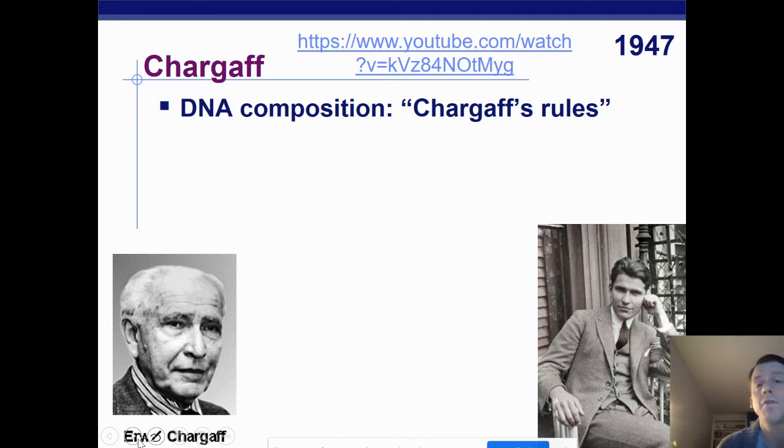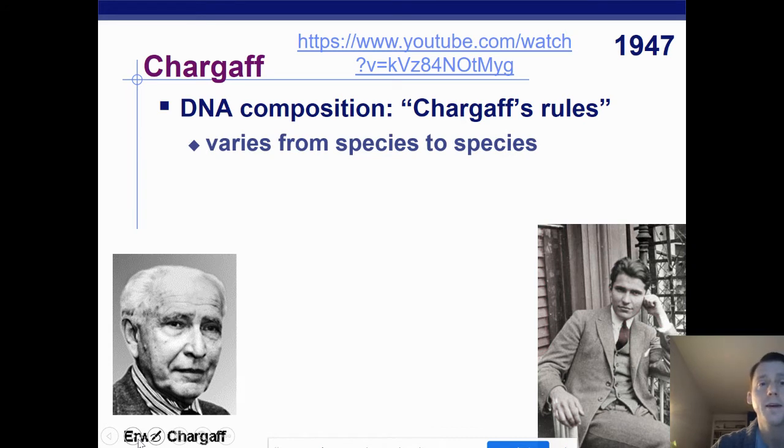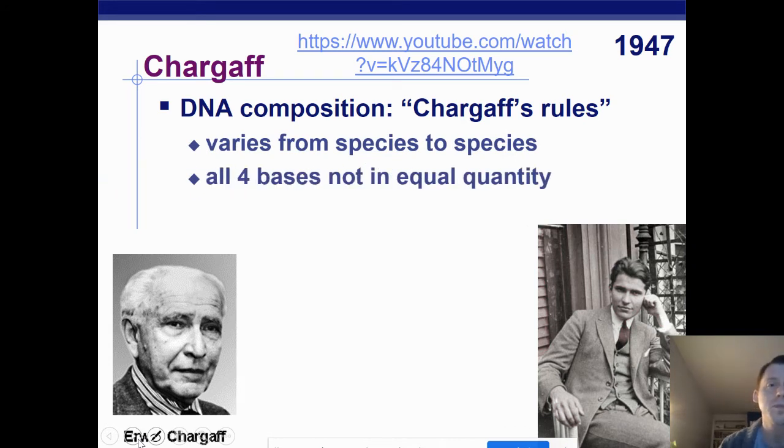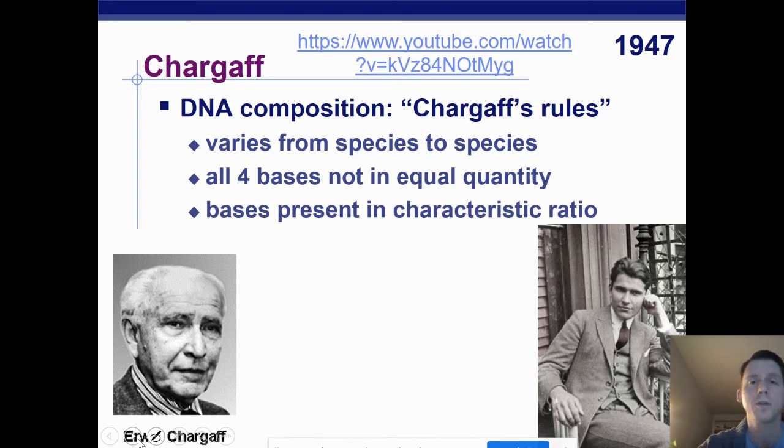Then there was Chargaff. Chargaff came up with the famous Chargaff's rules, and basically that all four bases, so remember those four bases of DNA, A and T and G and C, are not found in equal quantity, right? You would expect if we have billions of bases and there's only 4 different types, if all things were equal, you would have about 25% of each type of base. But that is not, in fact, how it worked. The bases were present in a characteristic ratio. So there was a specific ratio for them.